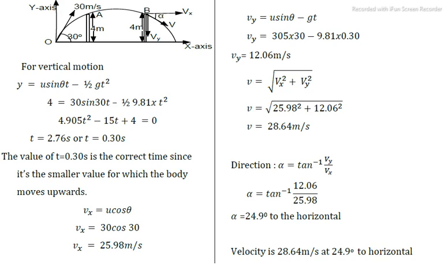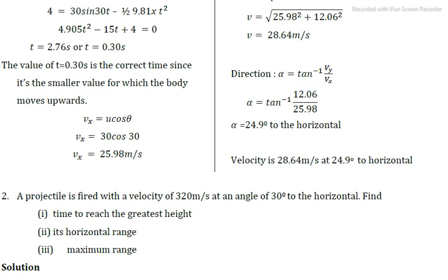When it comes to direction, the direction is given by the arctan of Vy over Vx. And that angle is subtended to the ground, to the horizontal. Therefore, we shall have a velocity of 28.64 meters per second at an angle of 24.9 degrees to the horizontal.